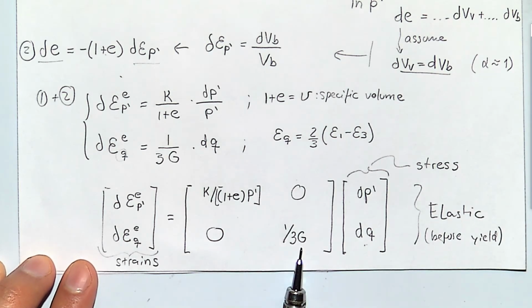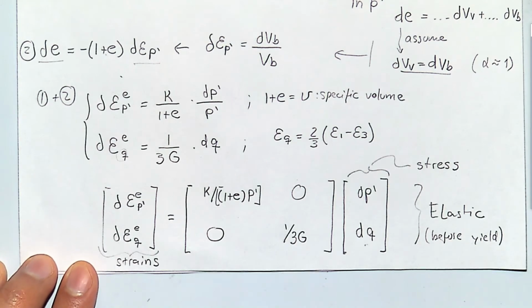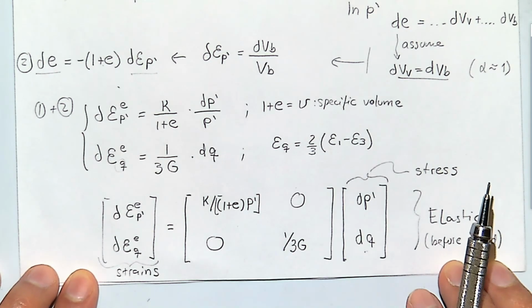Linear shear or deviatoric strain. Okay, well, let's say that we get to the yield point now. How do we continue?